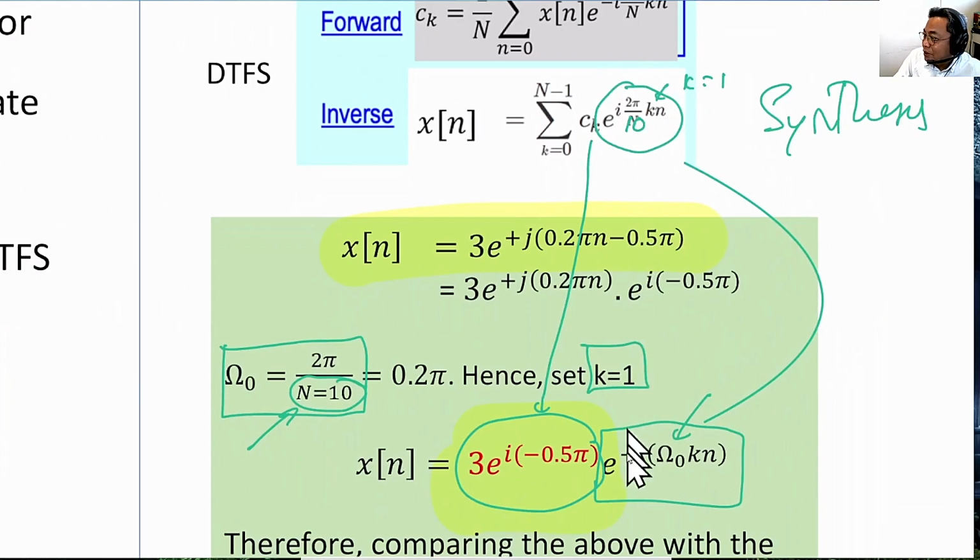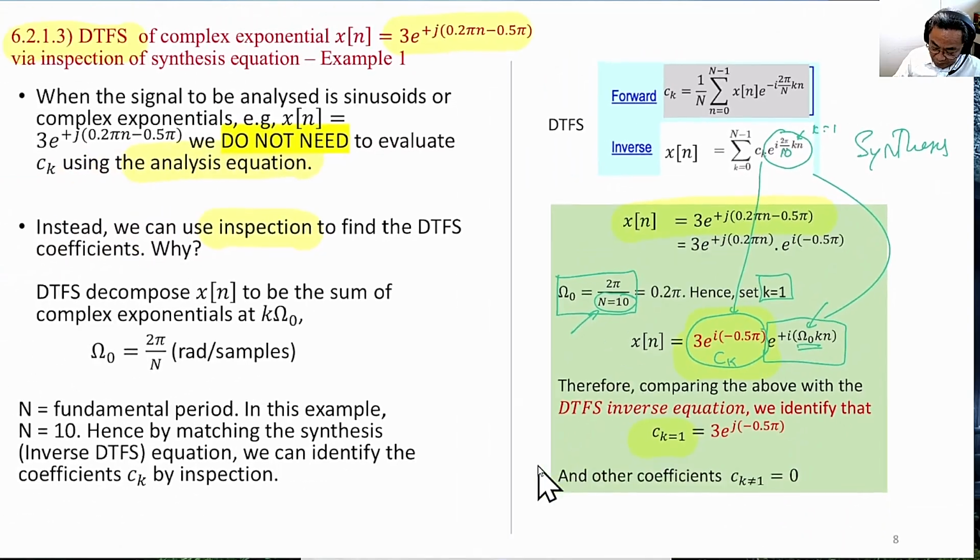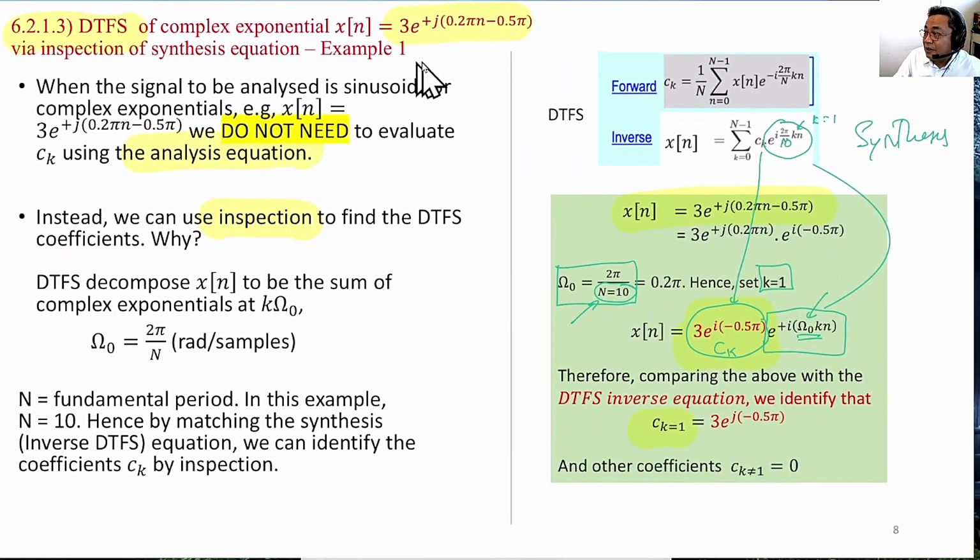So what we do is that we basically break our equation into two parts. One of them is the rotating part, which is this guy here, and the other one is just a phase shift. So we move the phase shift in front, multiplying by amplitude, and we now have a complex exponential. We need to get omega naught k to be exactly 0.2 pi, and then we have to figure out what is N and what is k. Once we have figured it out, we will now get the value of c_k. Whatever this value is, that is c_k. So this is the example of DTFS for this complex exponential by inspection. Thank you.